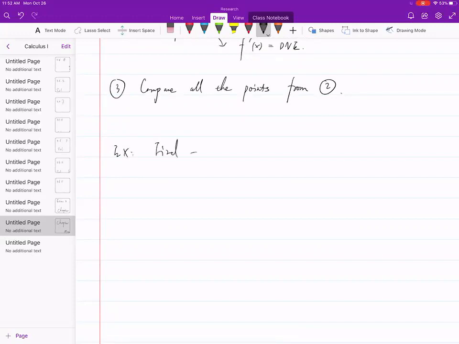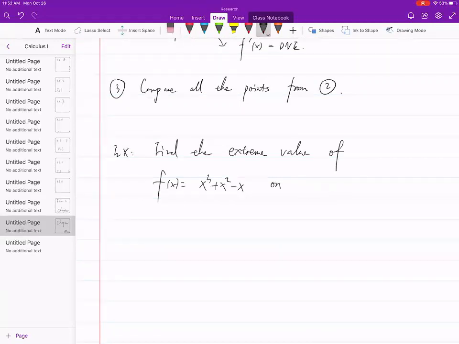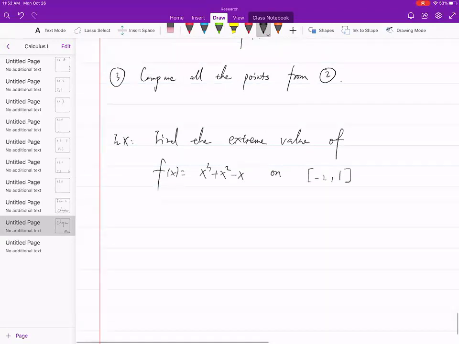Find extreme value. f on [-2, 1]. Okay, keep in mind, this is something we don't know how to draw. But somehow we will know the maximum and the minimum.